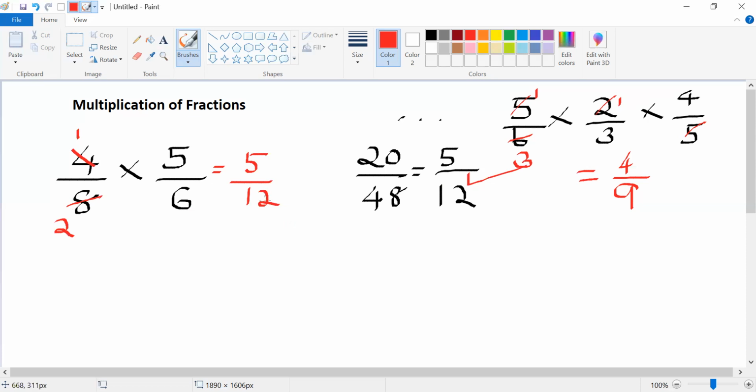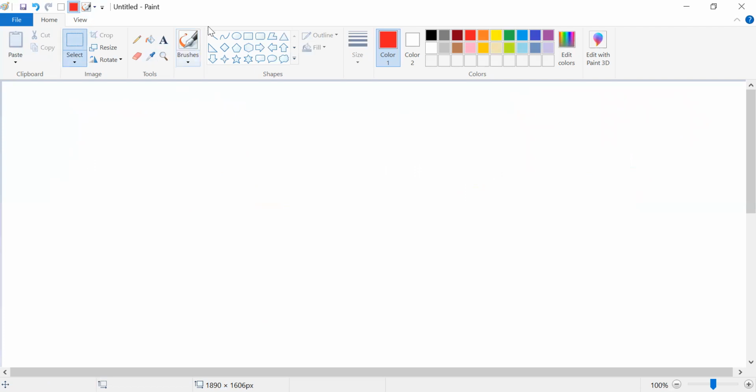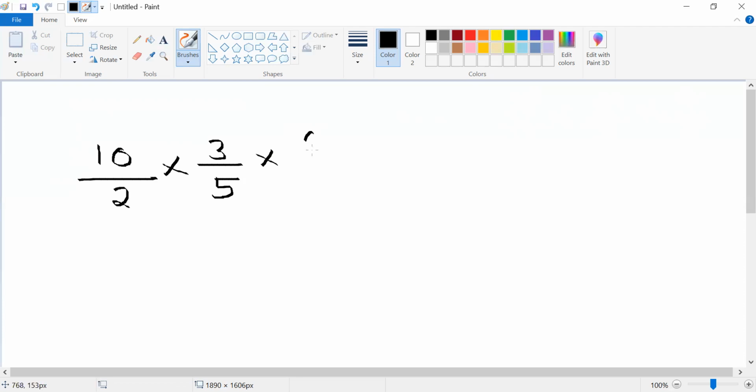So this way of cutting, a few more I will show you, so you can understand very, very clearly. Suppose a question comes, 10 by 2 into 3 by 5 into 6 by 9.